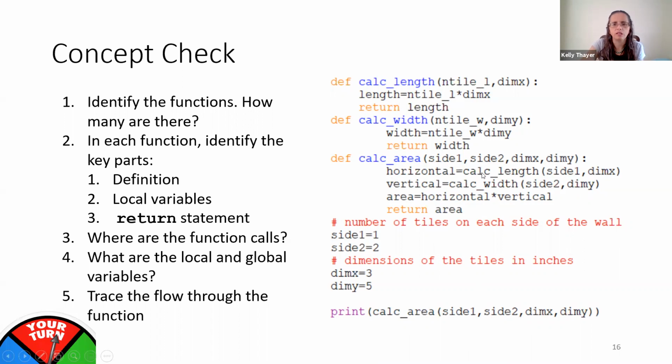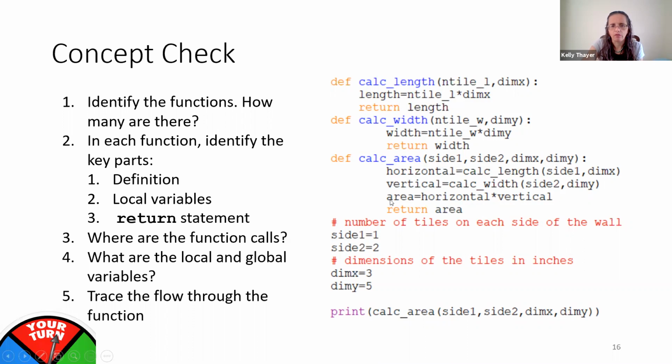So this calls the calc length function, which now is going to be sent this information. It gets sent into these variables here, and we are going to compute the length. And then it will return length to the point at which it was called, which is right here. And that value that gets sent back, the length, will be stored in horizontal. So this is an example of capturing the value into the variable horizontal. Now, similarly, we're going to have another function call for vertical to calculate the width.